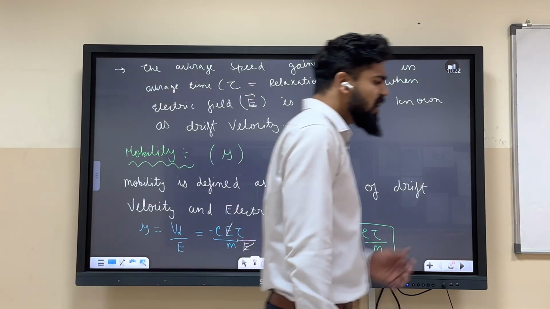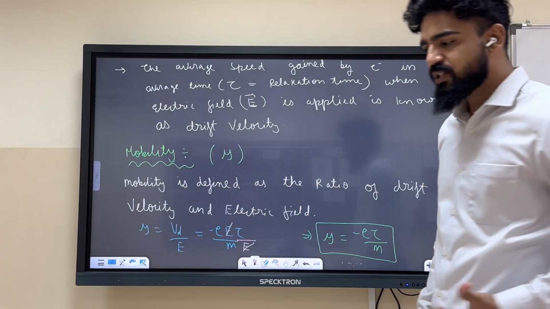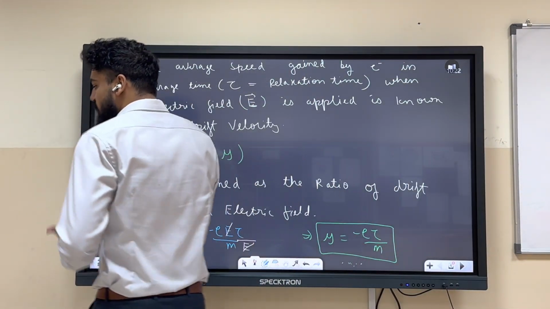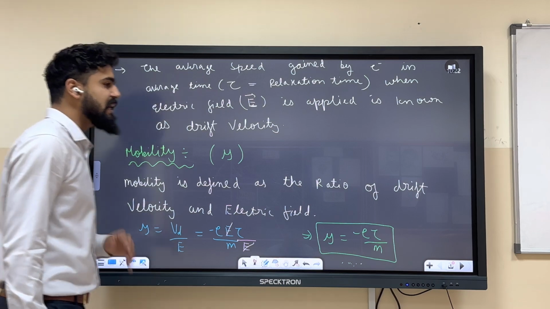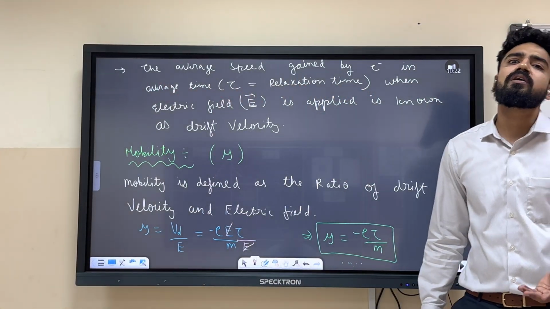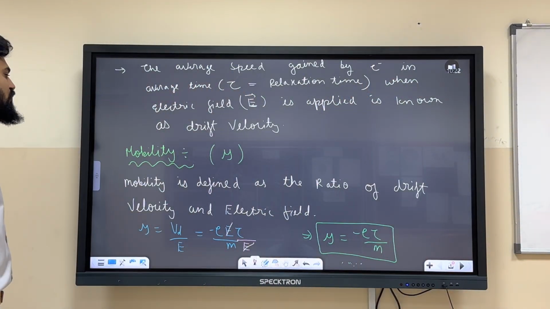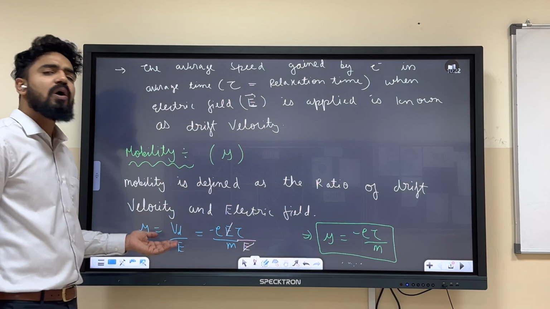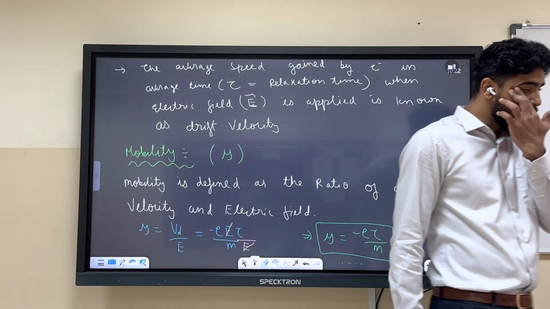Now, as you can see on this board, there is something also written: mobility. Mobility is a topic which is also connected to drift velocity. Basically, mobility is defined as the ratio of drift velocity divided by electric field. So mobility we can write as drift velocity upon electric field.